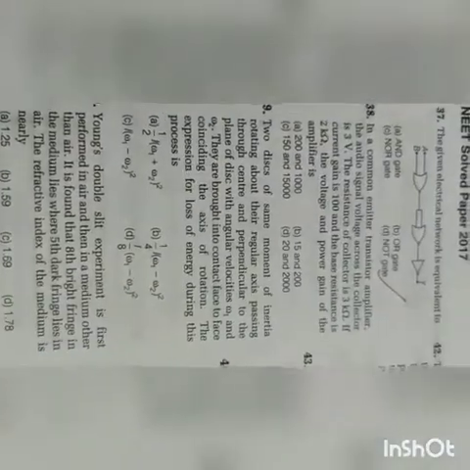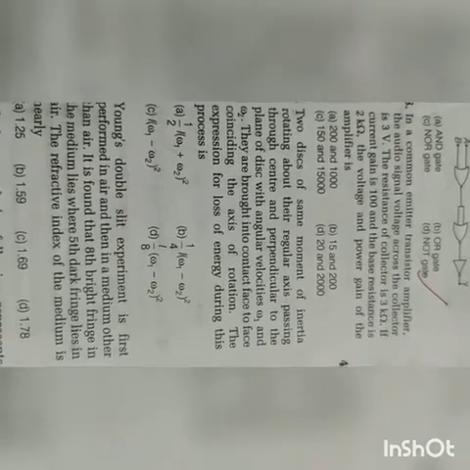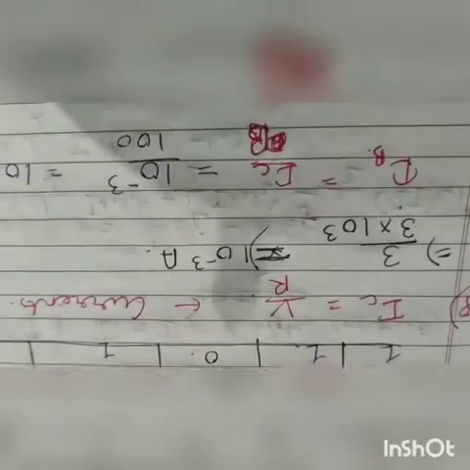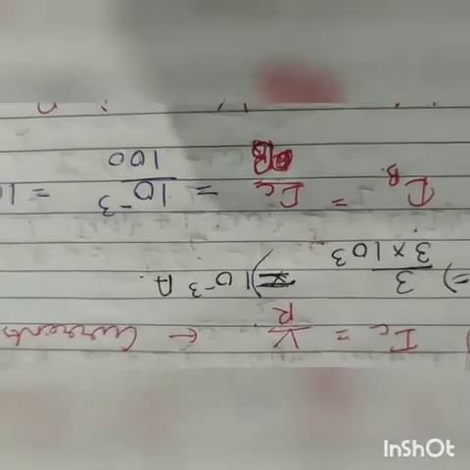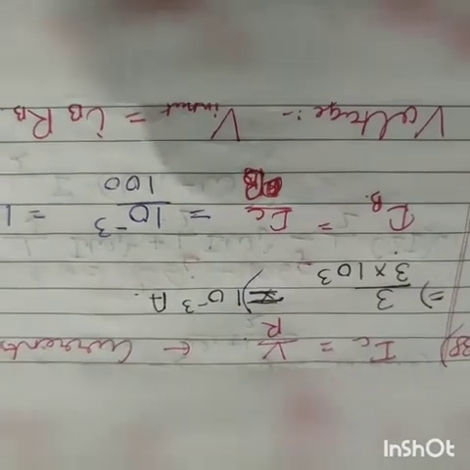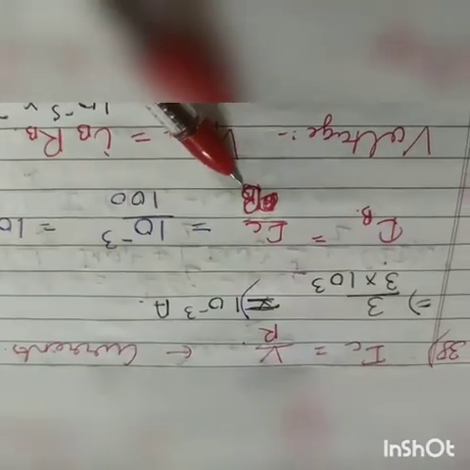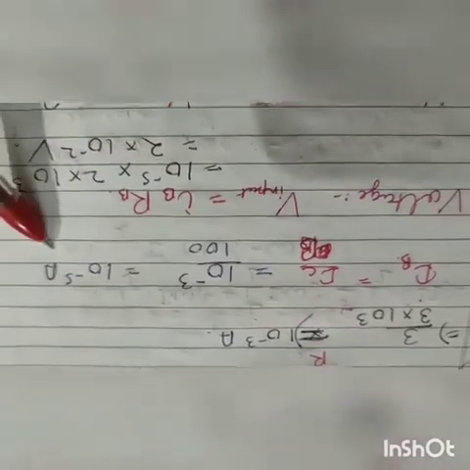Now in a common emitter transistor amplifier, the audio signal voltage across the collector is 3 volt. The resistance of the collector is 3 kilo ohm. If current gain is 100 and the base resistance is 3 kilo ohm, the voltage and power gain of the amplifier is? So here collector current is V by R. We put the values and get current as 10⁻³ ampere. Now base current is Ic by β, so we get 10⁻⁵ ampere.